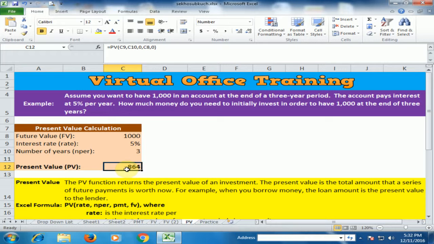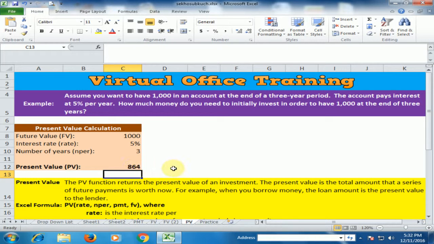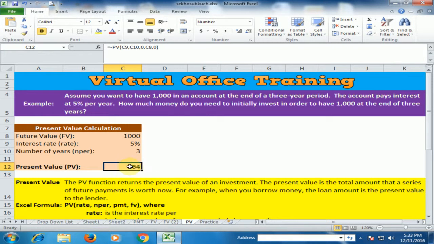Now it is showing a minus. Why? Just double click. In future value, where is the future value? This is the future value. Type minus for future value and press enter. And you can also just type minus after PV, then it will return the positive value. Just press enter, it will return the positive value.